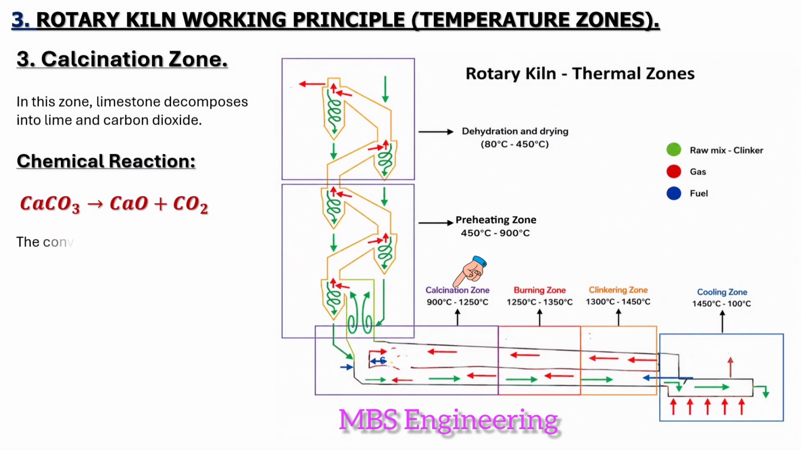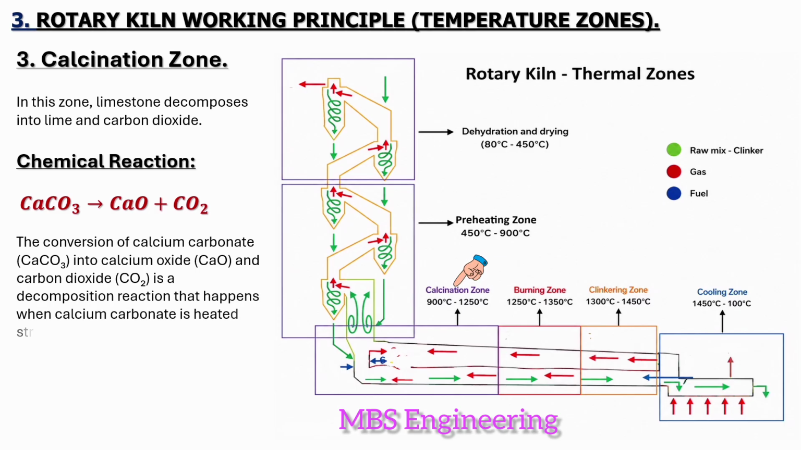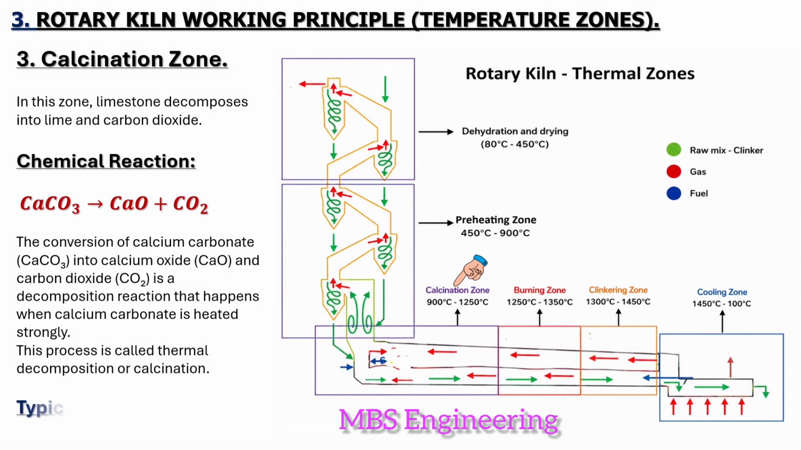The conversion of calcium carbonate, CaCO3, into calcium oxide, CaO, and carbon dioxide, CO2, is a decomposition reaction that happens when calcium carbonate is heated strongly. This process is called thermal decomposition, or calcination. In this zone, temperature in the range of 900 degrees Celsius to 1250 degrees Celsius.